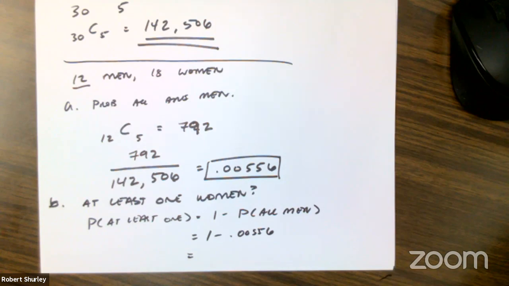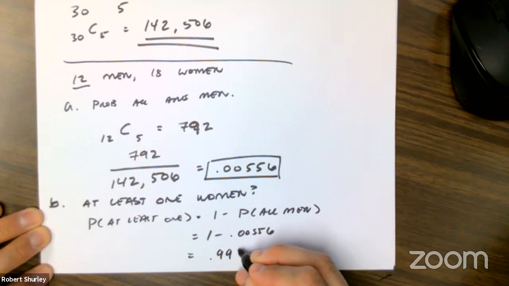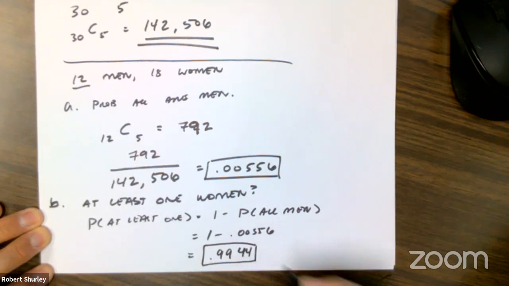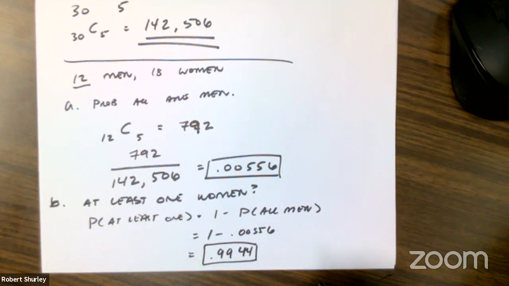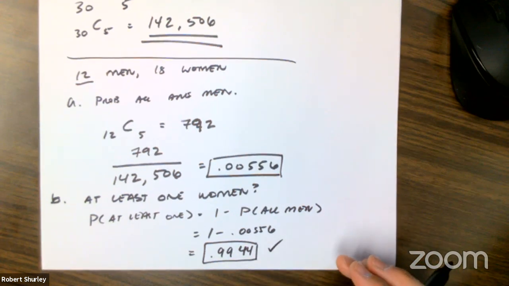0.9944. Okay, 0.9944. So kind of goofy. I want you to look at those though.